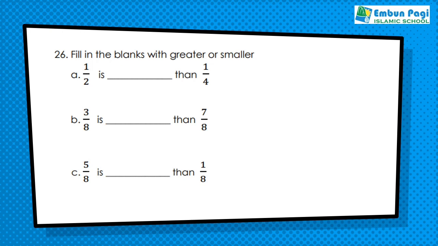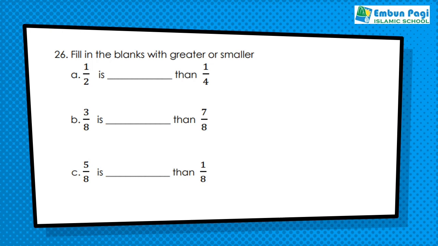Question number 26. This is about comparing fractions. I already told you how to compare the fractions if they have different denominators in the previous number. Now, I will tell you how to compare the fractions if they have the same denominator. If the fractions have the same denominator, you must compare the numerator. If the numerator is a smaller number, then the fraction is smaller. And if the numerator is a greater number, then the fraction is greater.